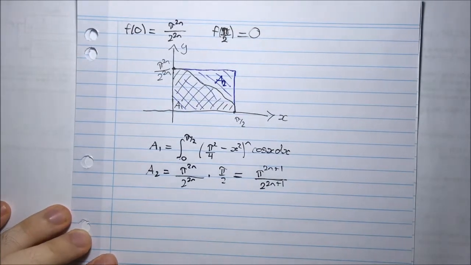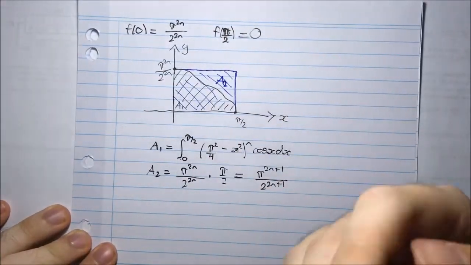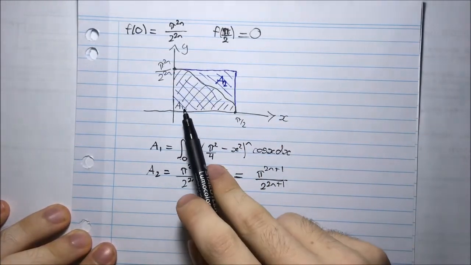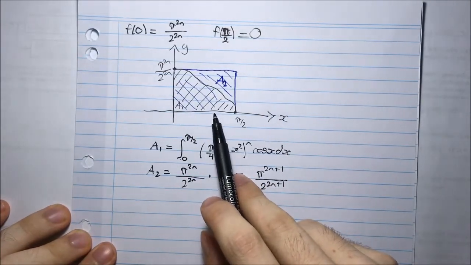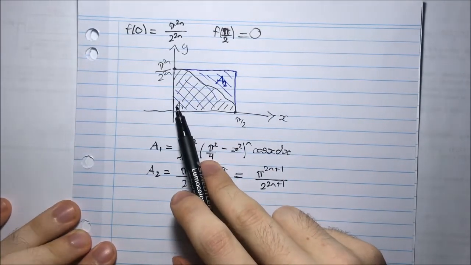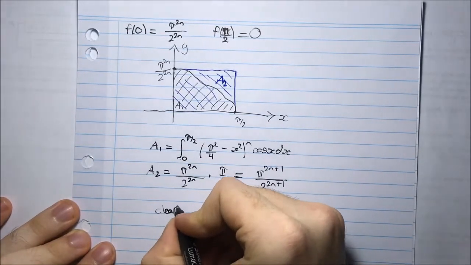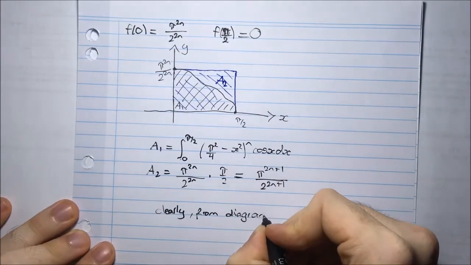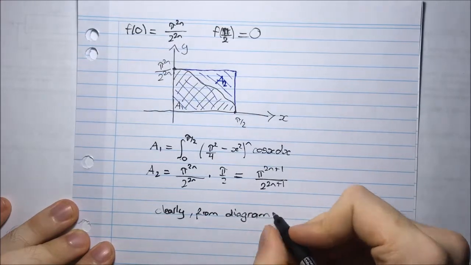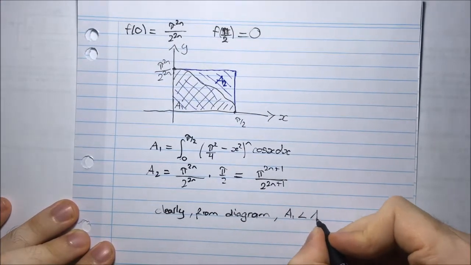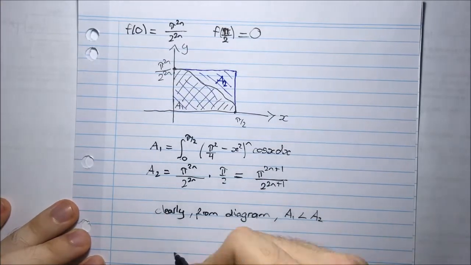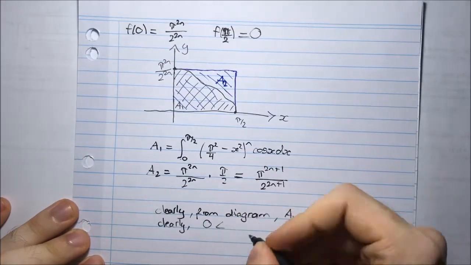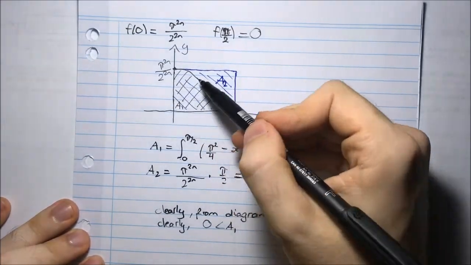Great. Now, this Riemann sum here is clearly larger than the area which the integral represents. So A2 is clearly larger than A1. You can even say from the diagram that A1 is less than A2. And I could also say that A1 is greater than 0. There's clearly an area here.